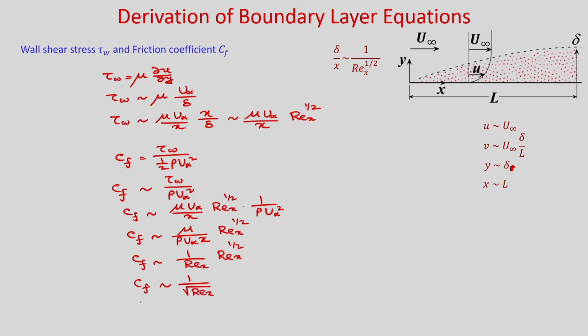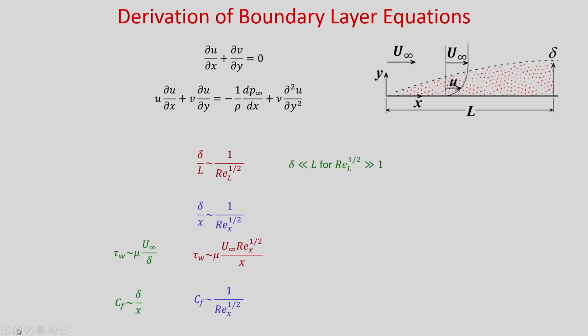Okay. So, C_f is 1 by root Re_x and delta by x is also 1 by root Re_x. So, obviously, you can see C_f is of the order of delta by x, of the order of 1 by root Re_x. So, let us summarize what we have studied in today's class.